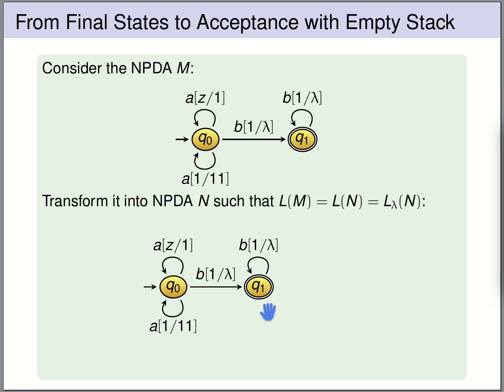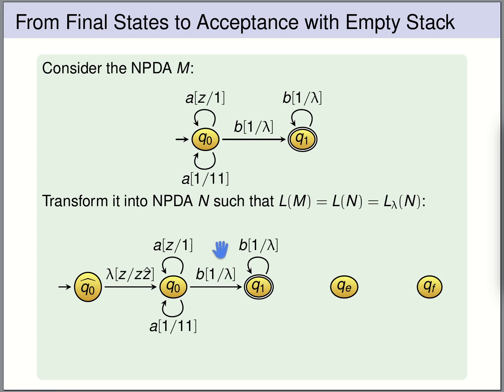We start with our original automaton, and we add 3 fresh states. From our new initial state Q0 hat, we add a transition to our old starting state Q0. This transition does not consume any input, and it replaces the stack start symbol Z by ZZ hat. So now Z hat is on the bottom of the stack. And since Z hat is a fresh symbol, the old automaton cannot remove it from the stack. So the old automaton cannot empty the stack.